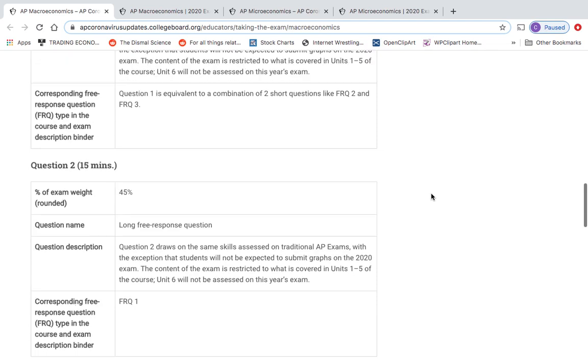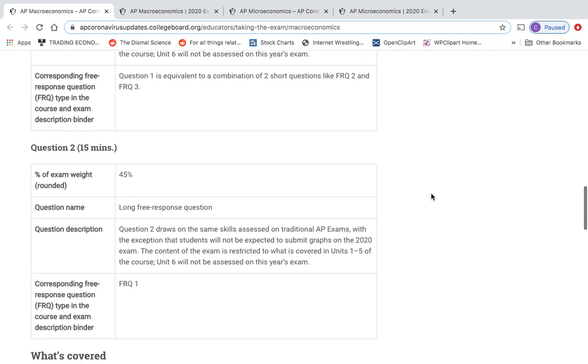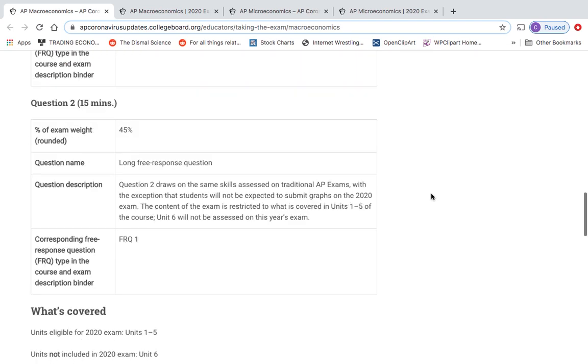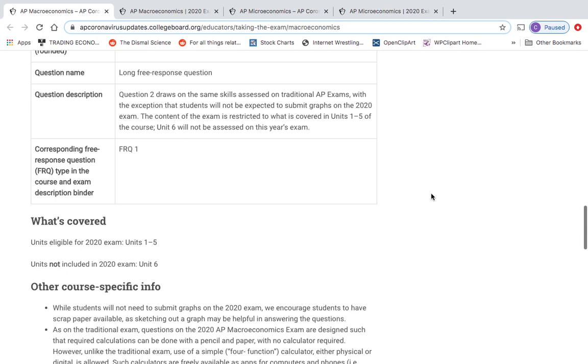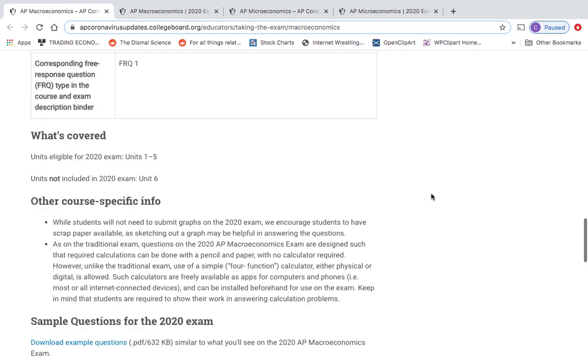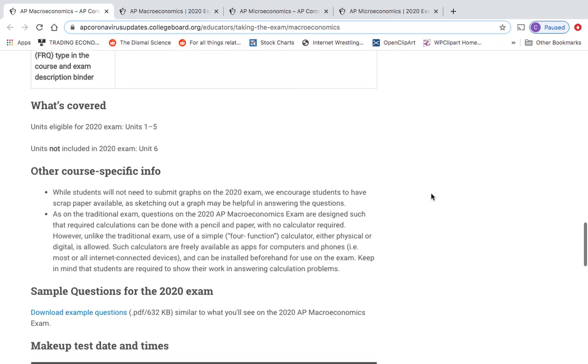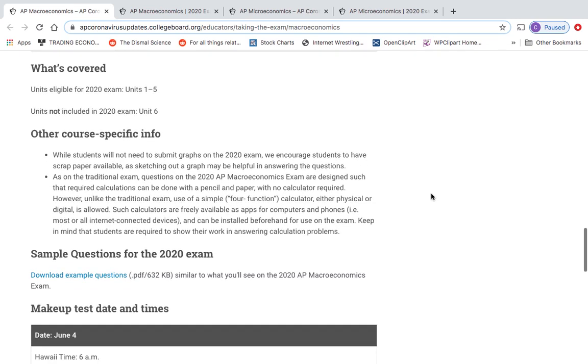And then they say question 2 draws on the same skills as traditional AP exams. They say this one's kind of like the long free response question, which was typically FRQ number 1. That's an interesting reversal there. Right, so looking at 2 questions. Nice short exam. Like I said, to me it looks like just a watered down free response set. You don't even have to worry about the multiple choice questions.